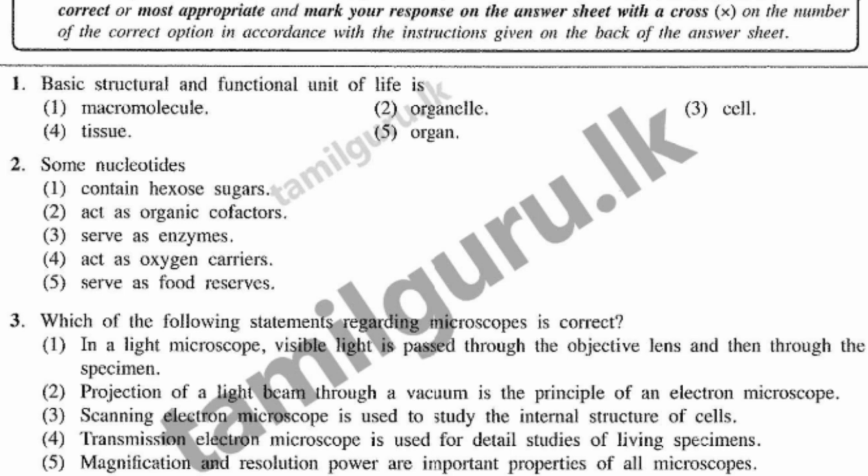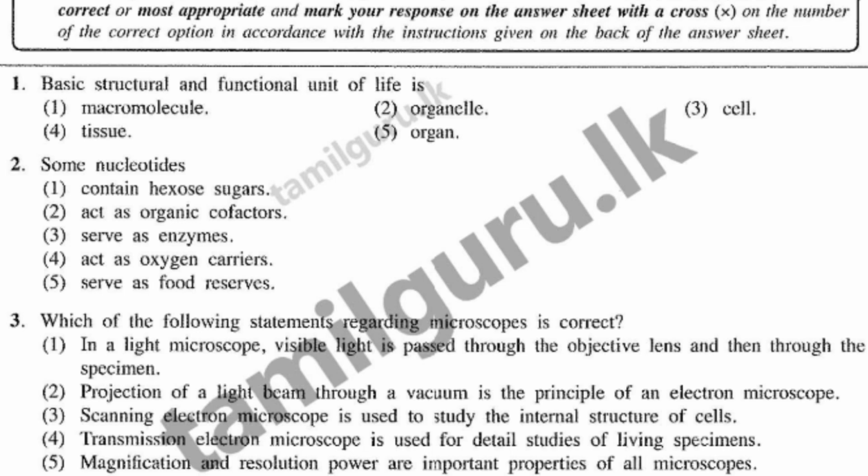Then question number 3, which of the following statements regarding microscopes is correct? The first statement says, in the light microscope, visible light is passed through the objective lens and then through the specimen. That is wrong. This is the order of passing light. Firstly, light passes to the specimen and then through the objective lens and then finally through the eyepiece. So light goes from bottom to top basically. Specimen, objective lens, then eyepiece.